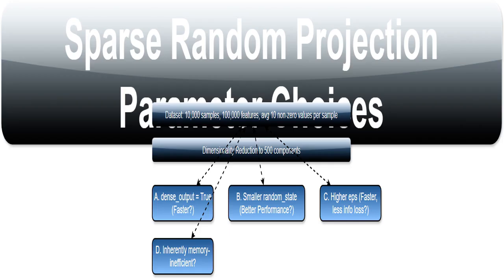Okay, so we're looking at how different settings in the SparseRandomProjection function impact its speed and how much memory it uses. This function helps shrink a massive dataset, making it easier to handle. We're talking about a super big dataset here, 10,000 samples with 100,000 features each.